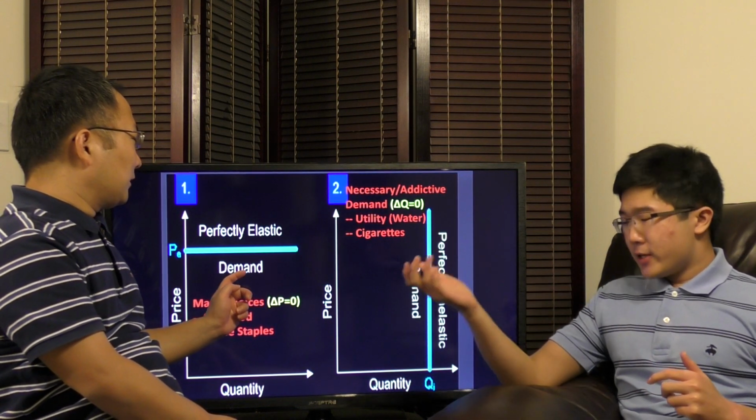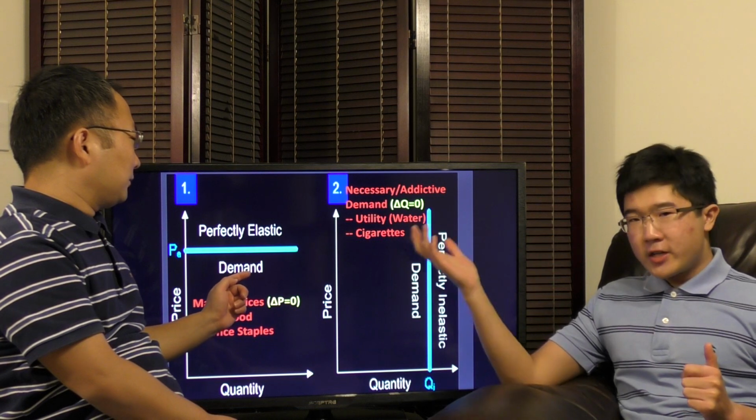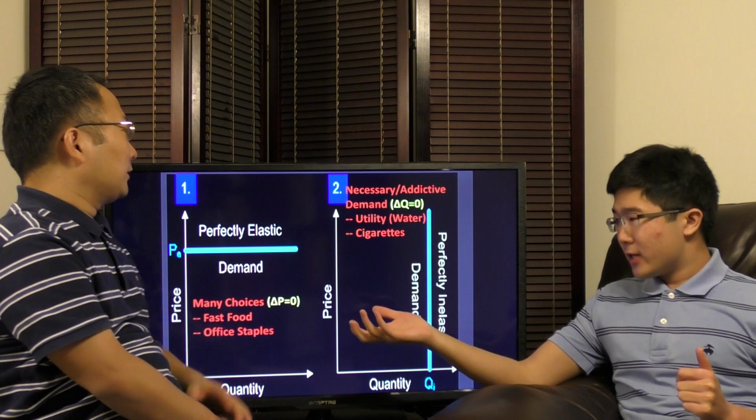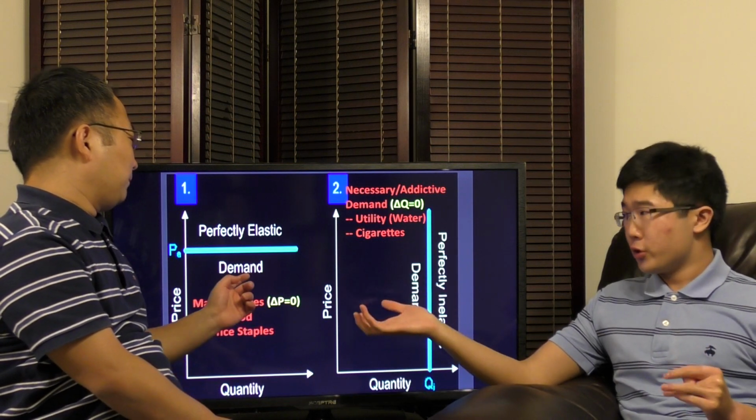And then we have the more general cases. If there are many choices in supply, then basically, as we mentioned, delta P equals 0. Price is fixed. Fast food, a lot of fast food restaurants. Office staples, office supplies, a lot of those too.